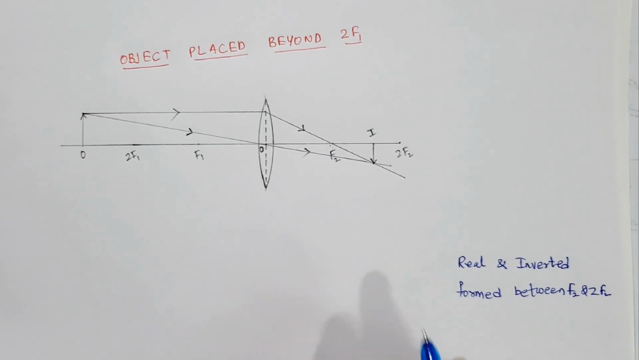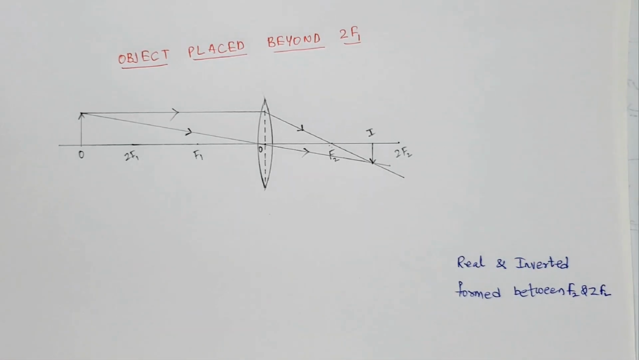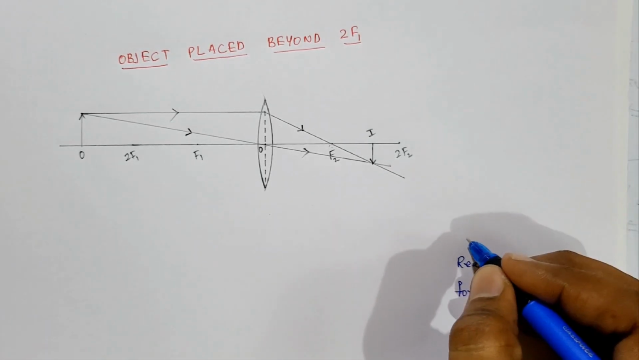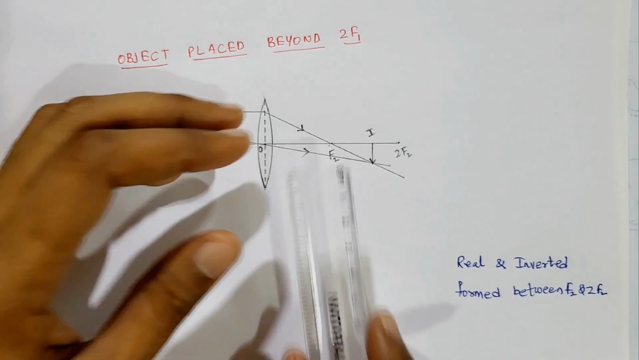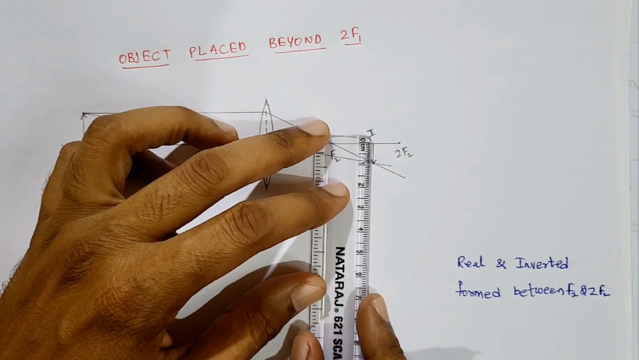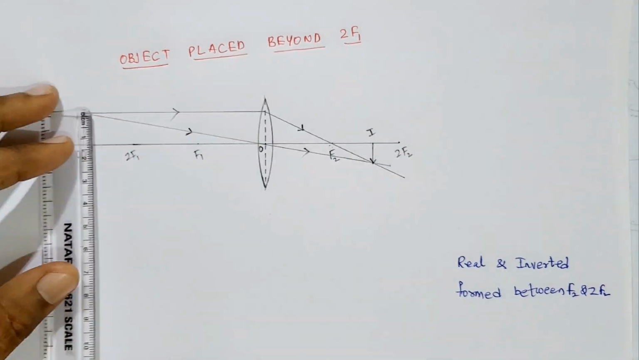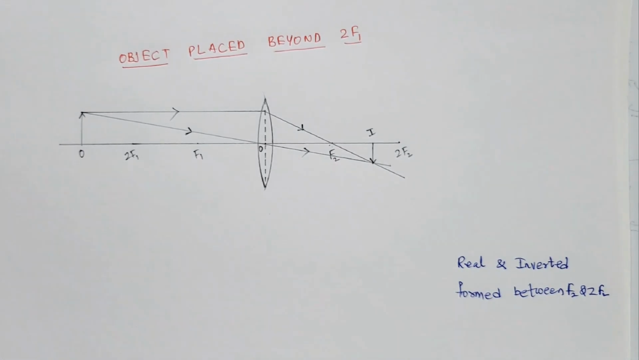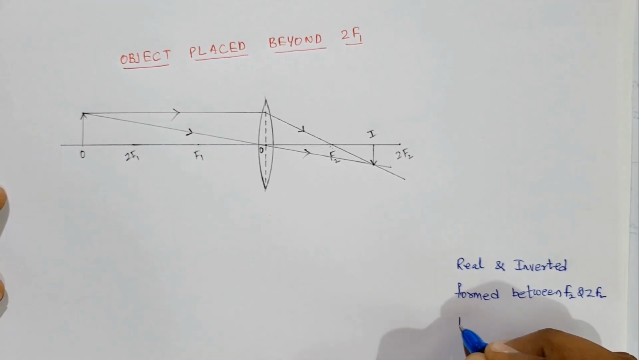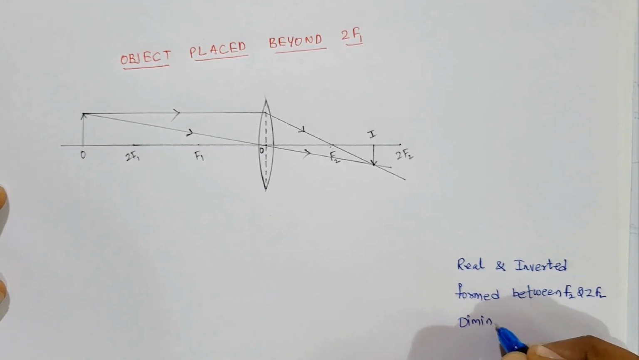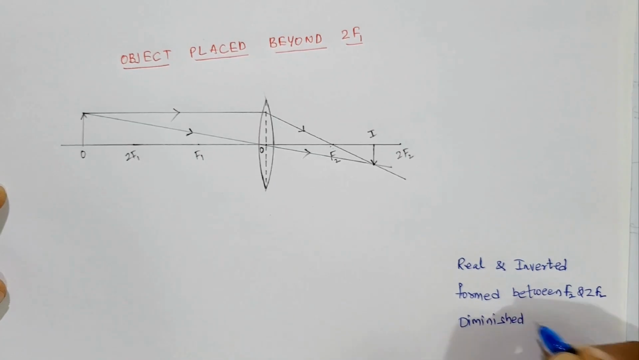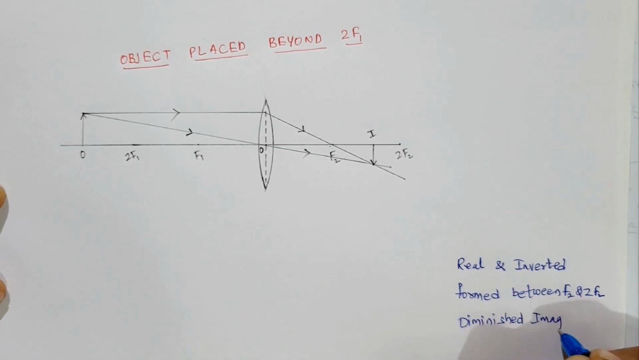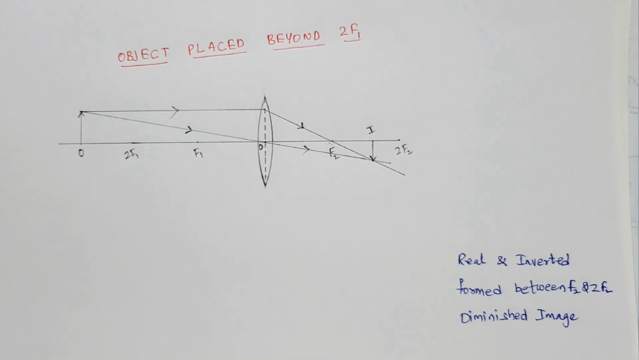Correct? And what about the height of the image? We verified the height of the image, right? The height of the image is not even 1 centimeter, and the height of the object is exactly 1.5 centimeters. So the height of the image is less than the height of the object. So the image will be a diminished image, because the height of the image is less than the height of the object. Correct?